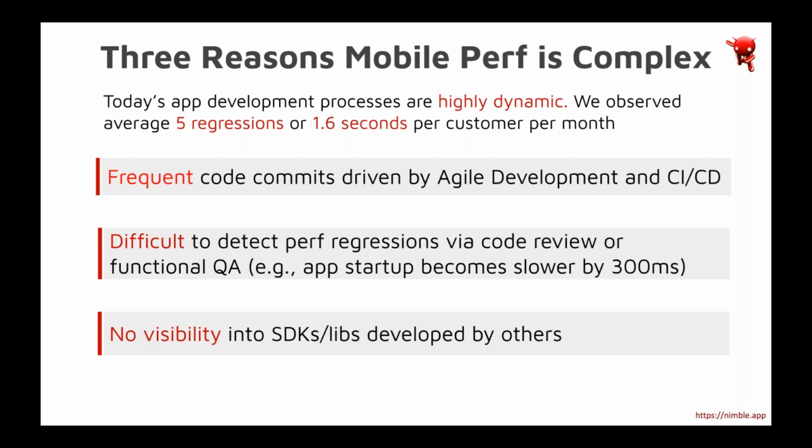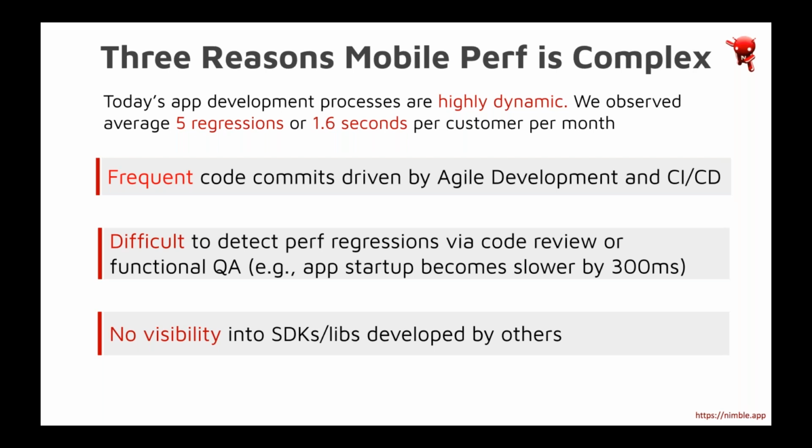The second problem is just testing for performance regressions, right? For a human tester to do some manual testing, they won't necessarily know that an app got 300 milliseconds slower. But if you think about 3 subsequent releases with 300 millisecond slowdowns, now we're talking about 1 second of slowdown, which clearly is perceivable by your users.